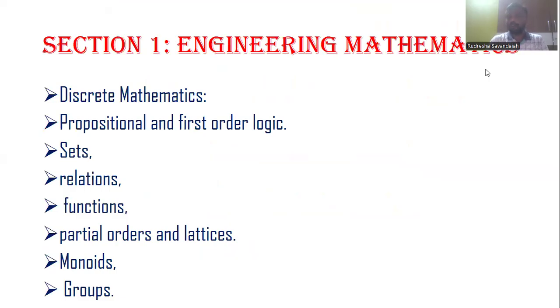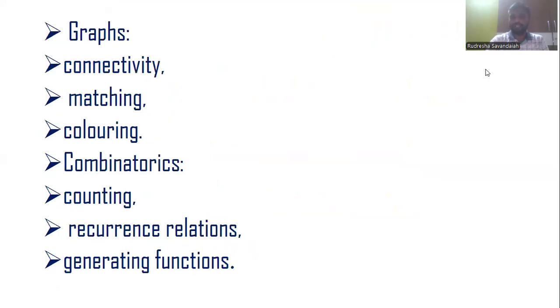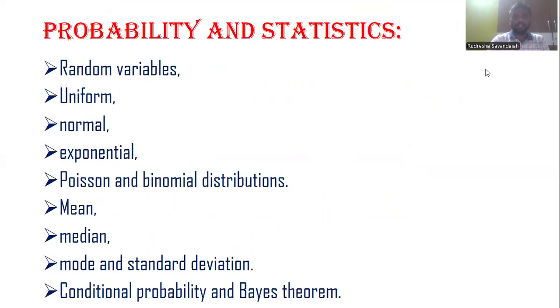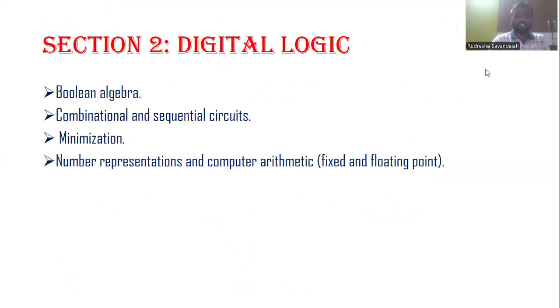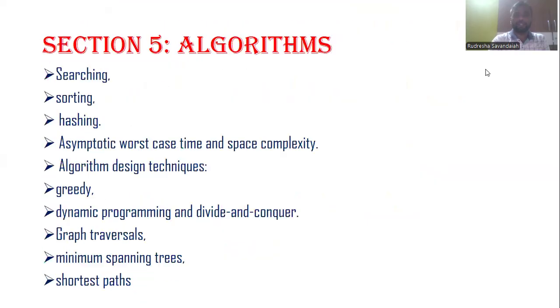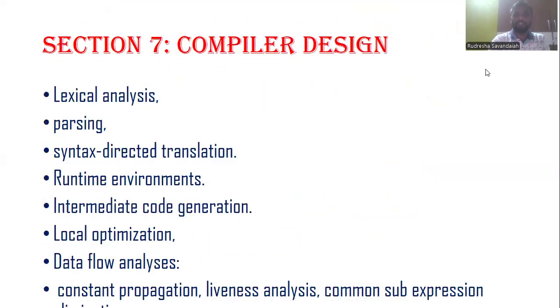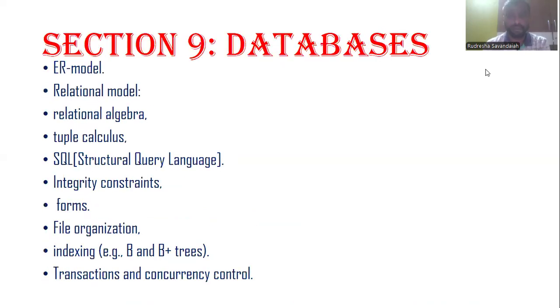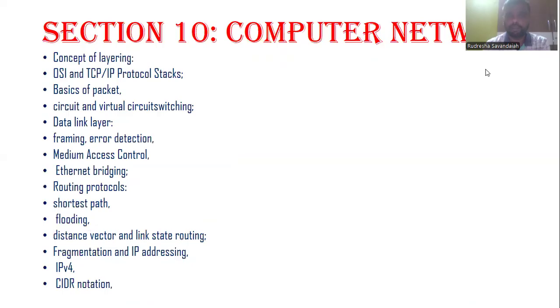First, your concentration should be on engineering mathematics. Then concentrate on linear algebra, then calculus, probability and statistics, digital logic, computer organization and architecture, programming and data structures, algorithms, theory of computation, compiler design, operating system, database, computer network. These are all the major syllabus covered from computer science engineering and relevant branches.